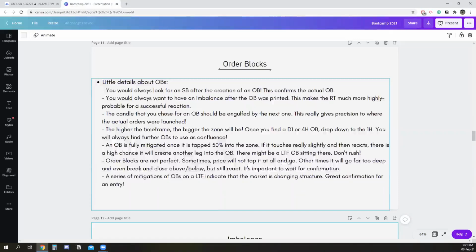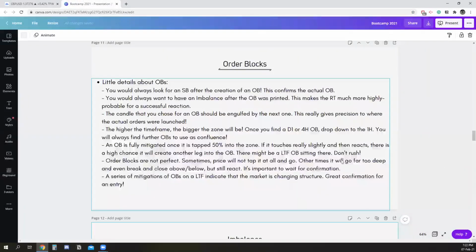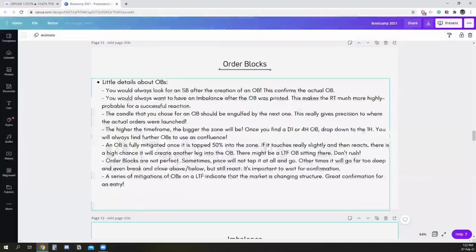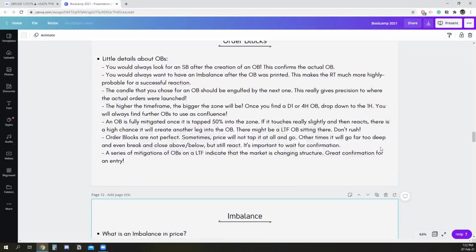Sometimes the market will tap it and go. As I said, the market can sometimes just touch the top of the OB and reverse and not return. Sometimes it can go far too deep and even break or close below. So sometimes it might even close below the line. It's still fine, right? But still react. So it's always important to wait for confirmation, as David just pointed out. It's always good to wait a little bit for the structural shift in the lower time frames and then execute your trade, right? And then, yeah, a series of mitigation of OBs on the lower time frame indicates that the market is changing structure. Those are great confirmations for an entry, which we're going to go into in depth in the other bootcamp.